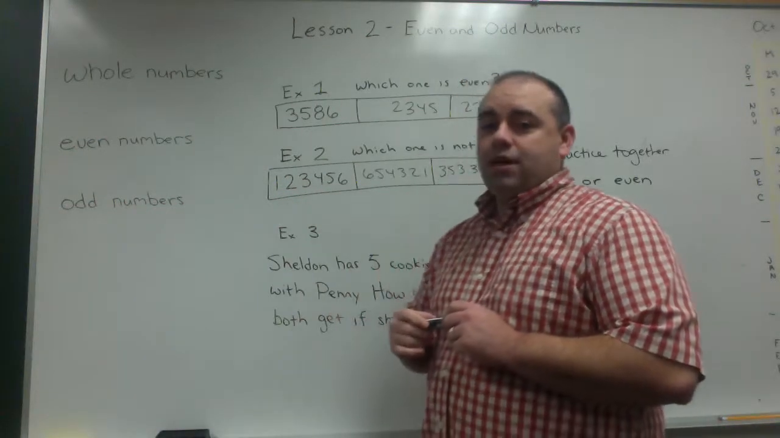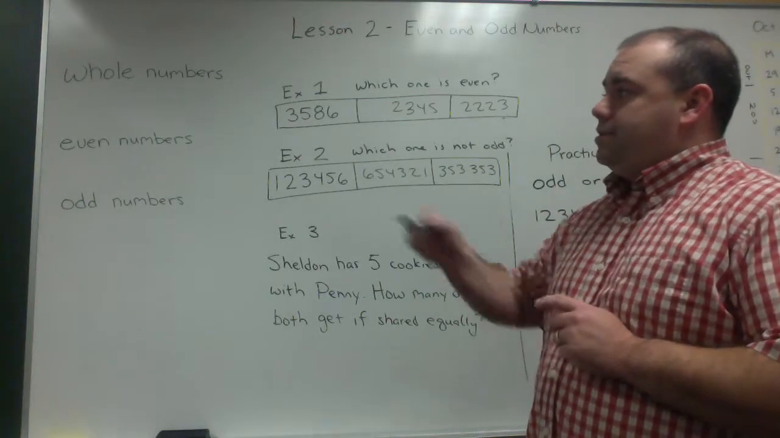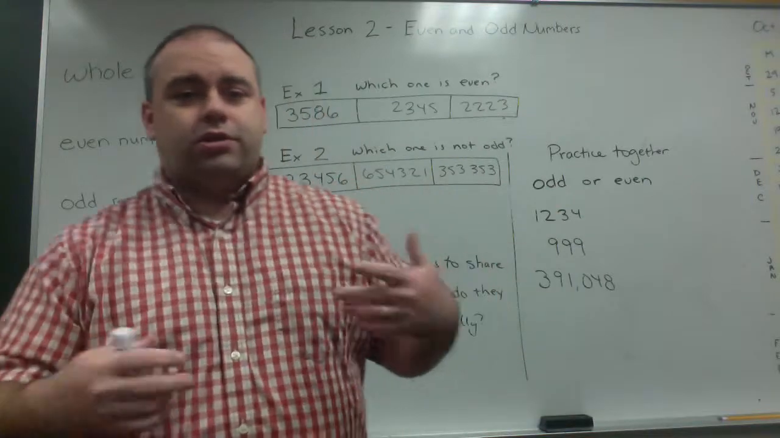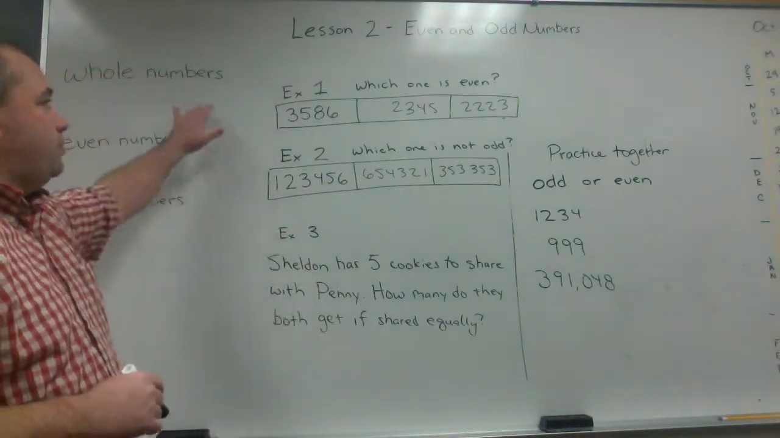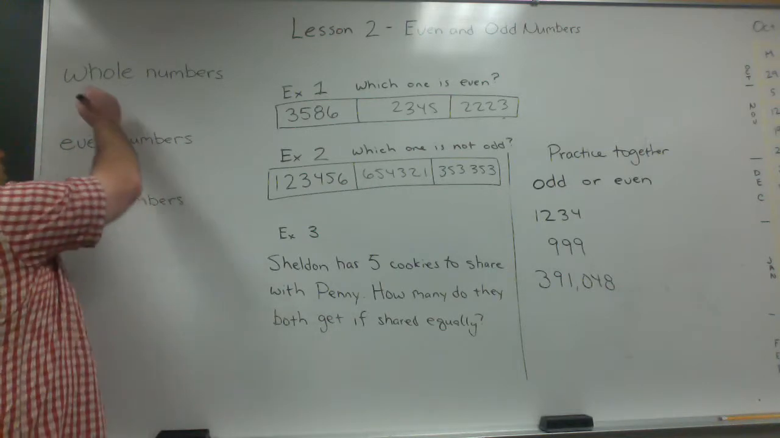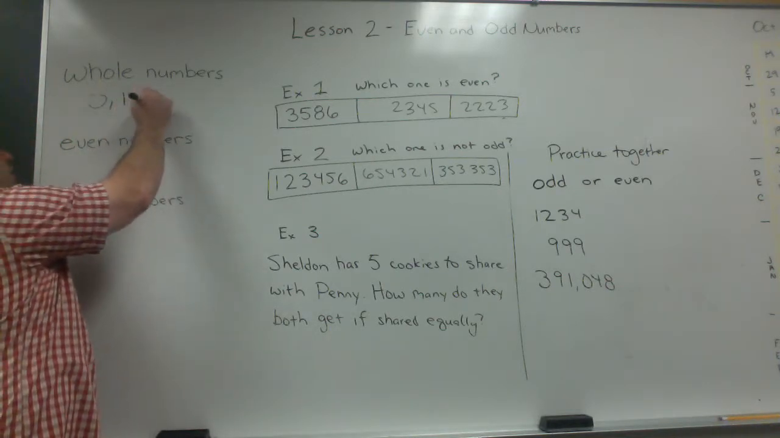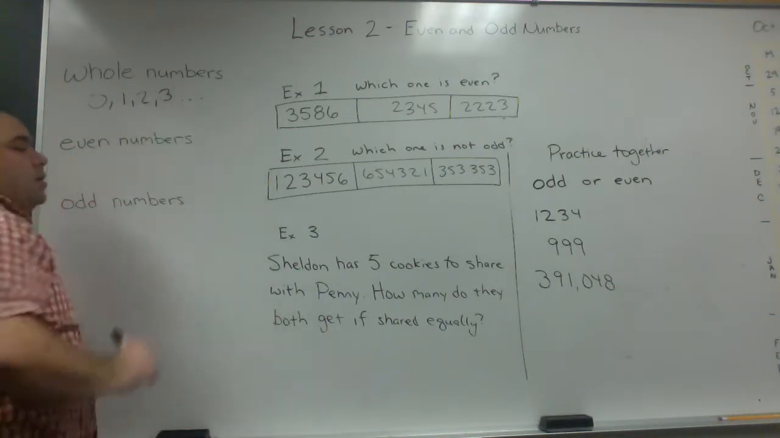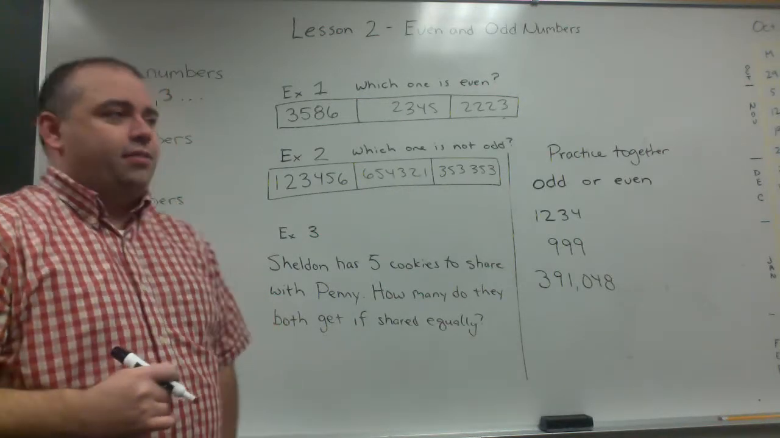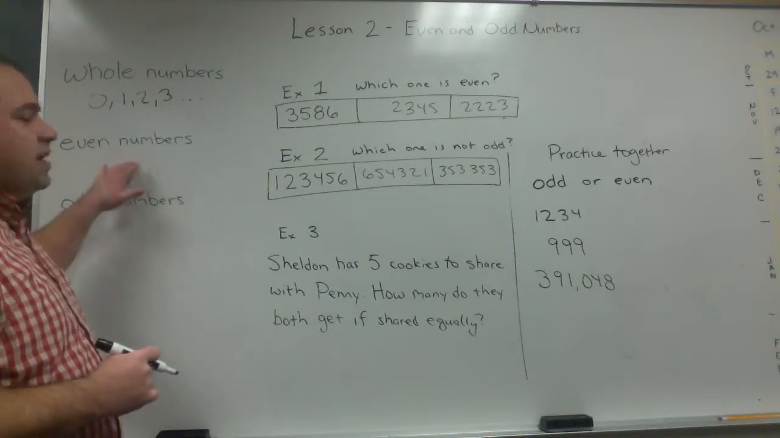Today we're talking about even numbers and odd numbers. Let's start out with our definitions. Whole numbers. Yesterday we talked about counting numbers starting at 1, 2, 3, 4, 5. Today we have whole numbers. The only difference is whole numbers actually include 0. So we have 0, 1, 2, 3, and so on. You may not have any decimals or fractions in the whole number category. That's the big difference.